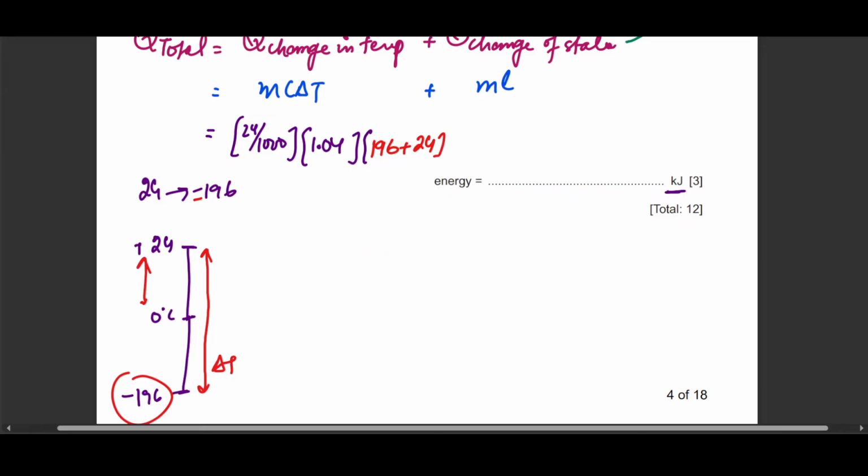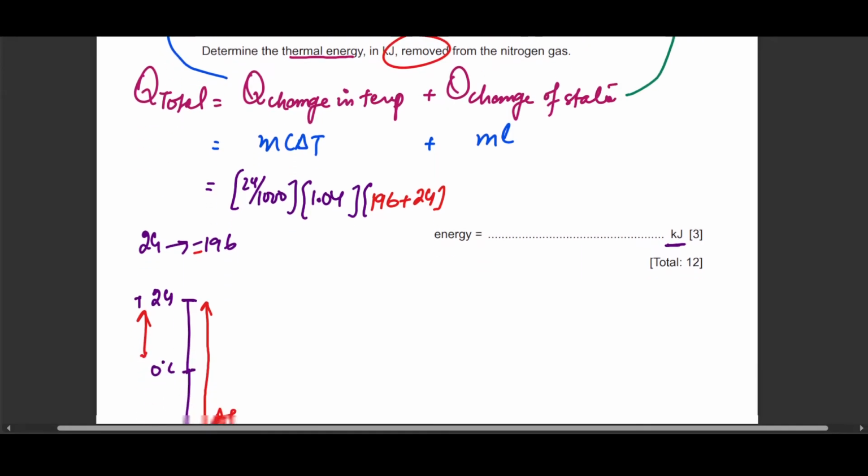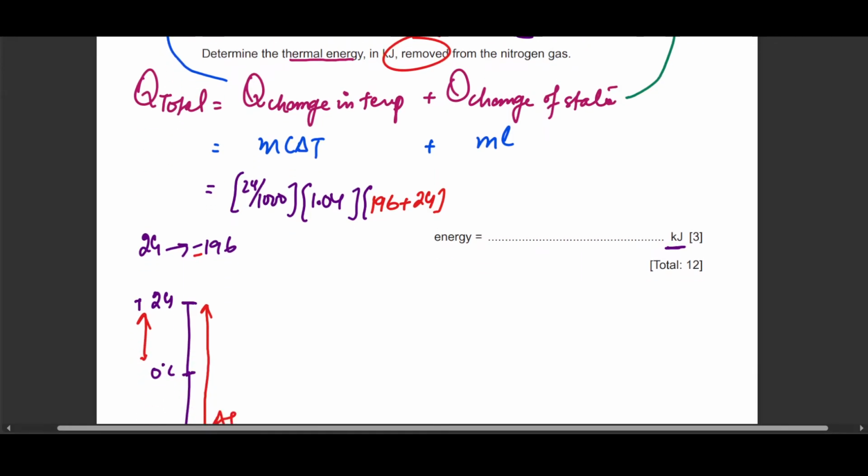No, I don't need to do that. Why? Because he's asking me himself how much energy is removed. So I already know this is going to be a negative sign. It's going to be a negative answer because it is being refrigerated. It is being cooled down instead of heating up. So the next is change of state.